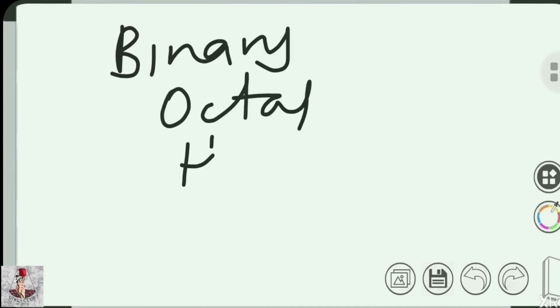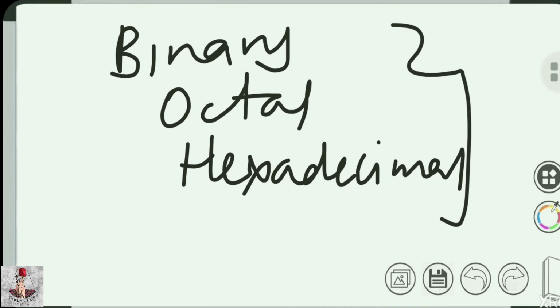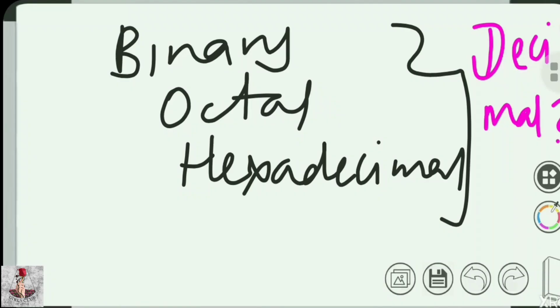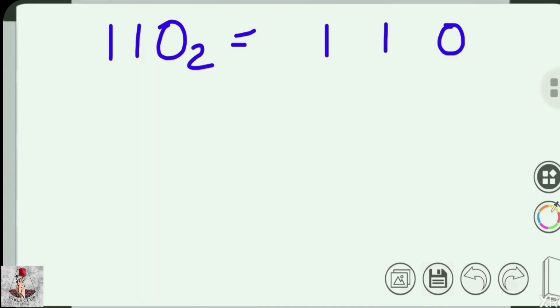Okay, so how do you convert binary, octal, hexadecimal, all of these three to decimal? Well, easy. We'll show you how. I'm going to convert the binary number 110 base 2 to a decimal number. How will I do this? You put the base number to the power of each position. The binary base number is 2, so 2 to the power 0, 2 to the power 1, 2 to the power 2.